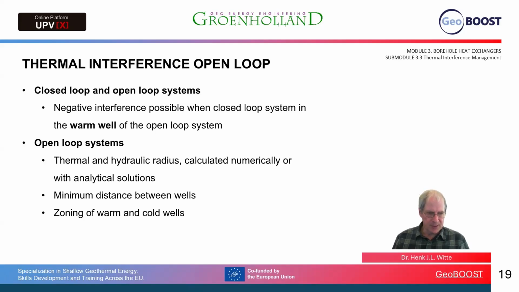Between open loop systems themselves, so open loop to open loop, we can use the thermal and hydraulic radius to assess possible potential negative impact of one system on the other. And these thermal and hydraulic radiuses we can calculate either numerically or with analytical solutions. A minimum distance between wells can be, let's say, prescribed. And also, when we are going to look at planning systems, you could think about zoning of warm and cold wells. If you put all the warm wells and all the cold wells of a system in the same area, then they may even strengthen each other instead of interfering with each other.